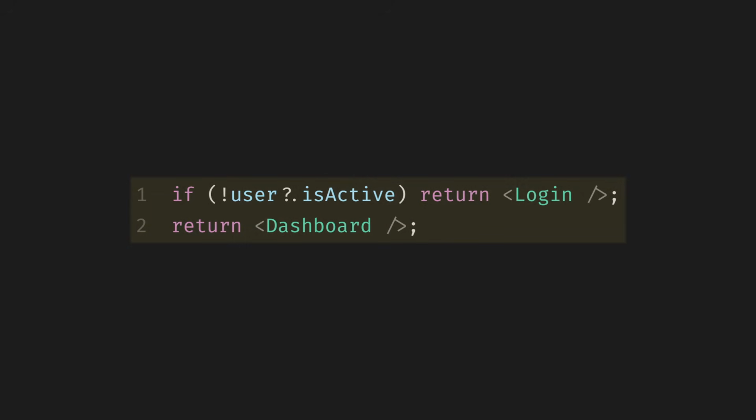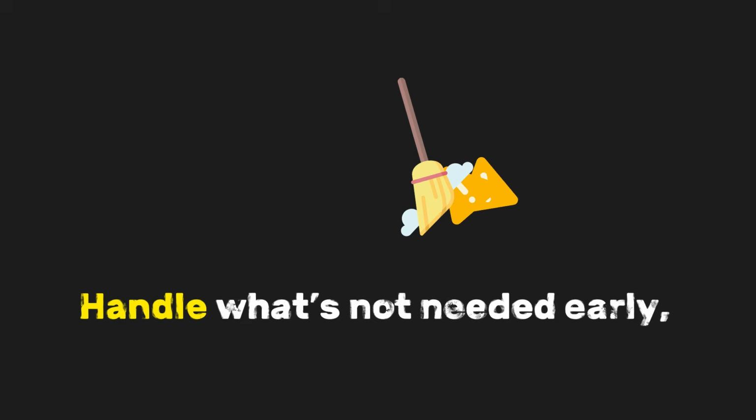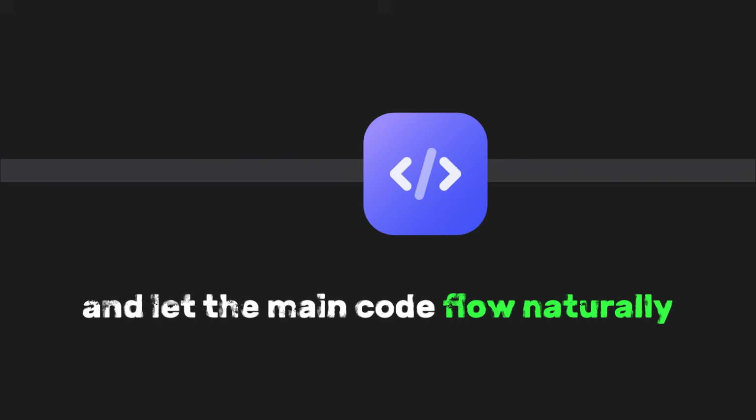Here's how that looks. Now, what's happening here? We're checking first if the user doesn't exist or isn't active. If that's the case, React immediately returns the login component and stops running the rest of the code. But if the user is active, it skips that line and returns the dashboard instead. This makes the logic easier to read with no extra nesting, and you can understand what's happening at a glance. So the idea is simple. Handle what's not needed early and let the main code flow naturally.